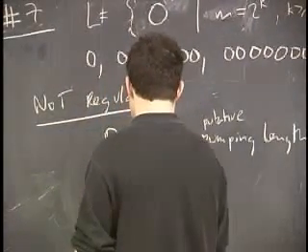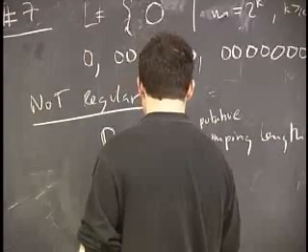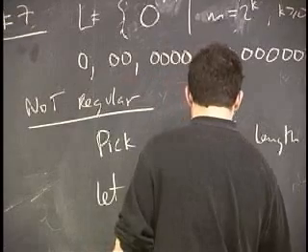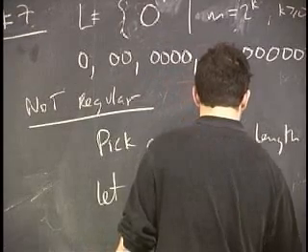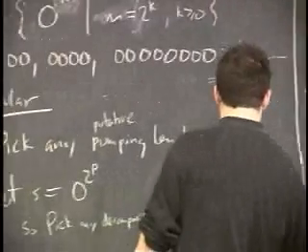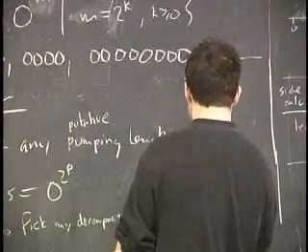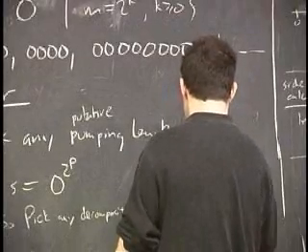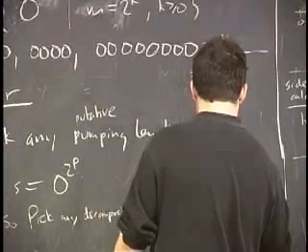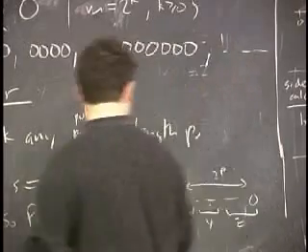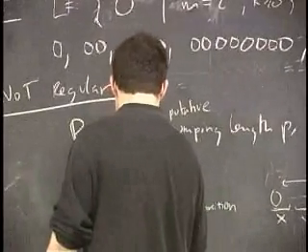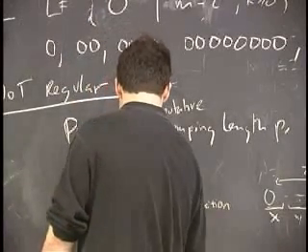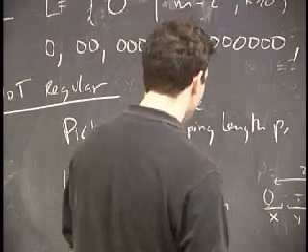Now, pick any decomposition. This string is 2 to the p long. You pick a decomposition x, y, z. This is any arbitrary decomposition with the length of xy less than or equal to p and y non-zero. Then what?